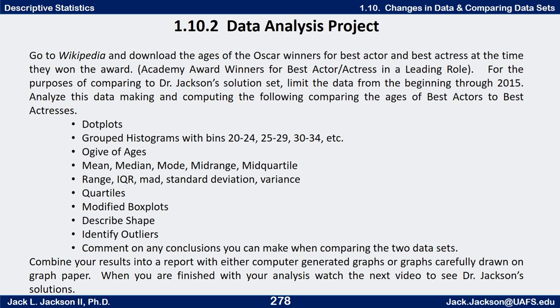And then I want you to make some grouped histograms. Let's do this in the lower 20s, 20 to 24, upper 20s, 25 to 29, lower 30s, upper 30s, and so forth like that. On the grouped histograms, make two different histograms, again with the same horizontal scale, the same grouping in the bins, and do one above the other one.